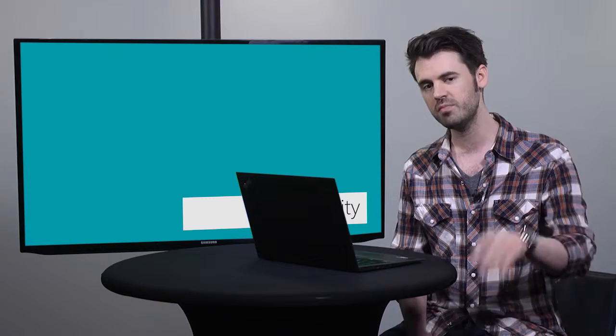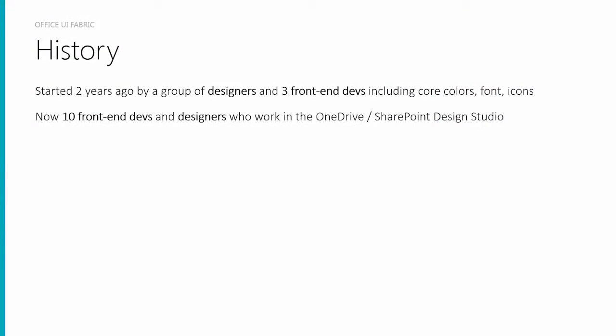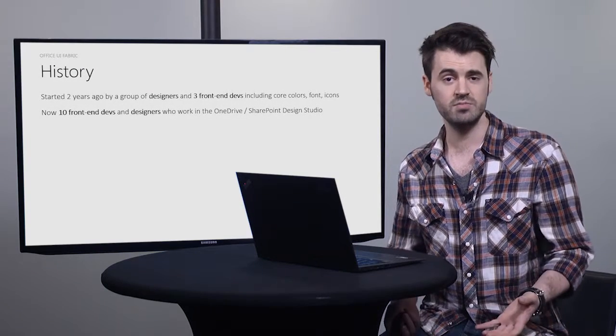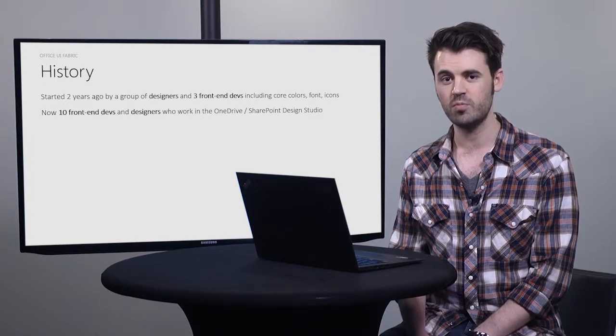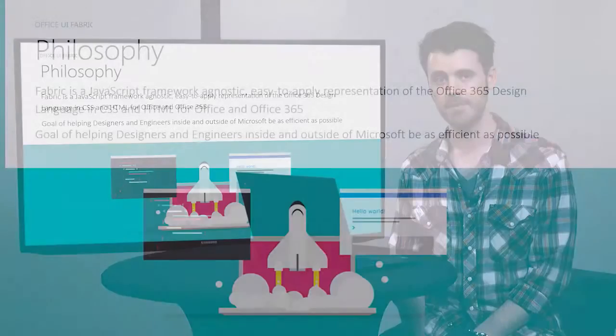So let's go all the way back to 2 years ago when it first got started. That was back when 3 front-end developers and a few designers just put together some core colors, the fonts, the icons, and started using that internally inside of Microsoft. Now the team's grown to over 10 front-end developers and some designers, all inside the OneDrive and SharePoint Design Studio who work on the toolkit.